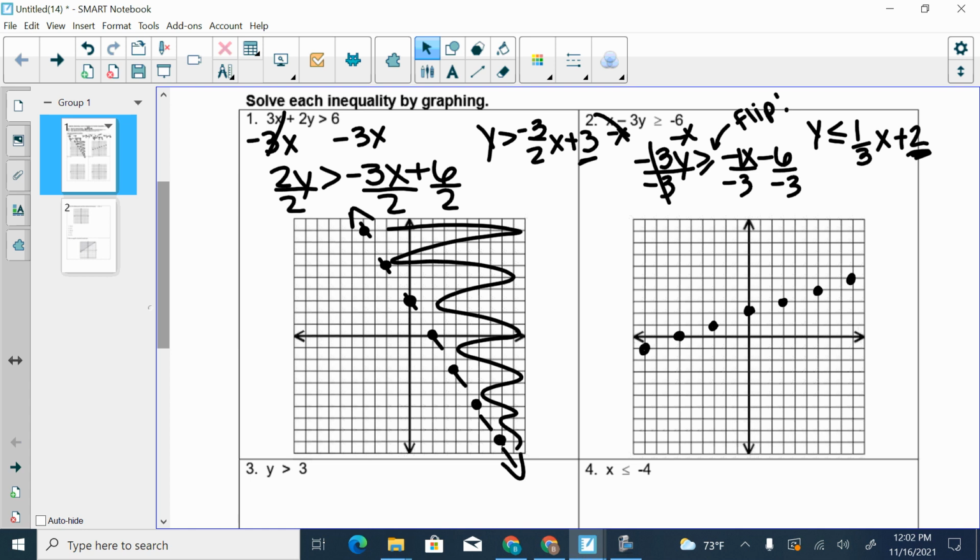All right, this time, dotted or solid line? All right, it has the equal to sign with it. And it said, once we flipped it, that y was less than or equal to, so we're going to shade below. Good.